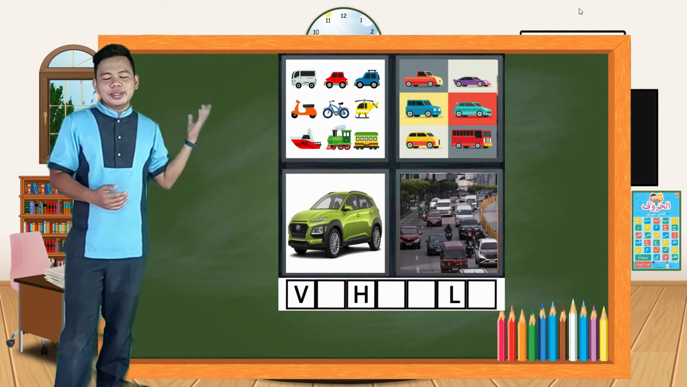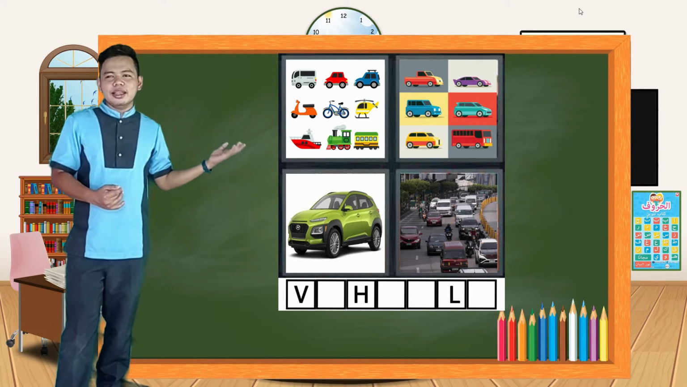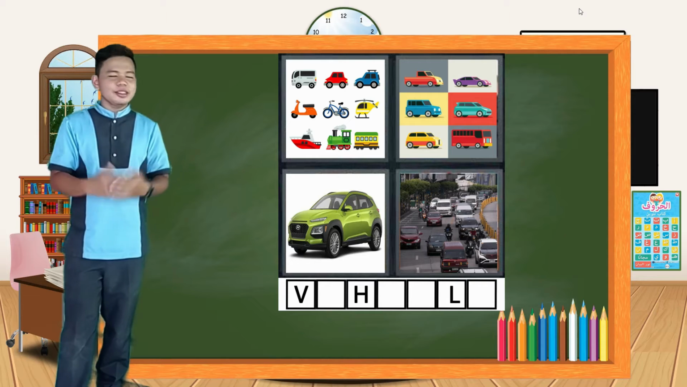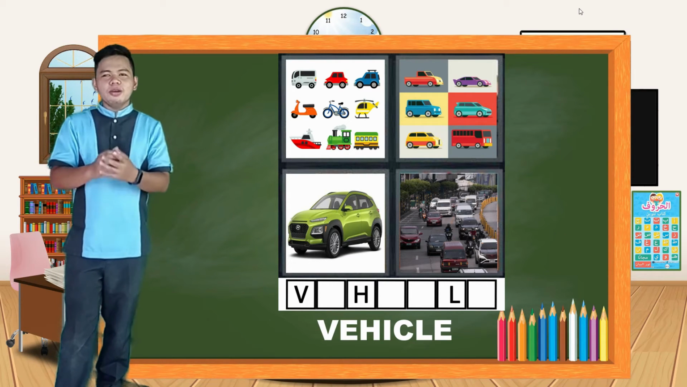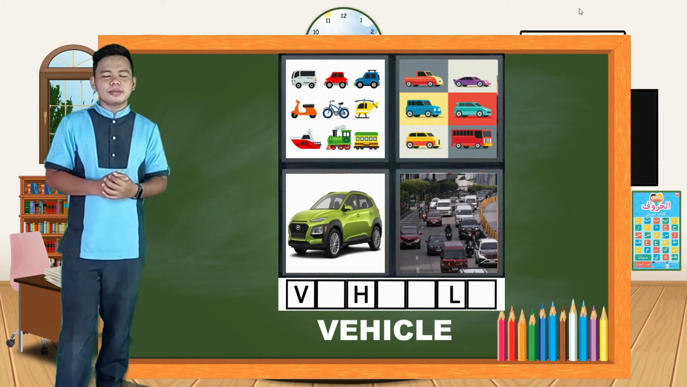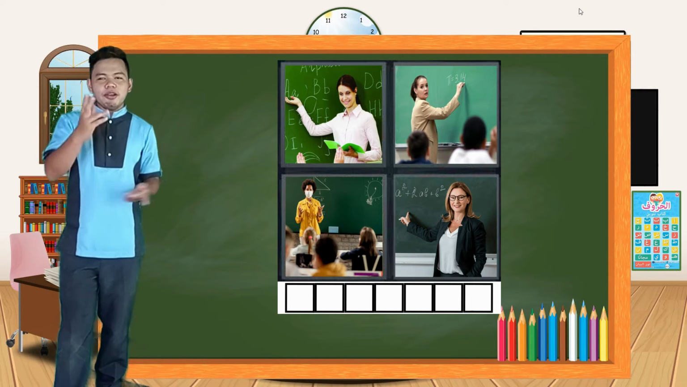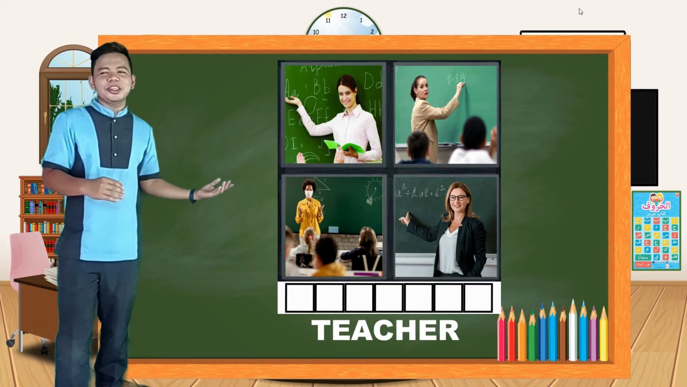Okay, it starts with letter V, and the second last letter is L. What could it be? You're correct, it is for vehicle. Okay, item number 2. Okay, very good. This is for teacher.